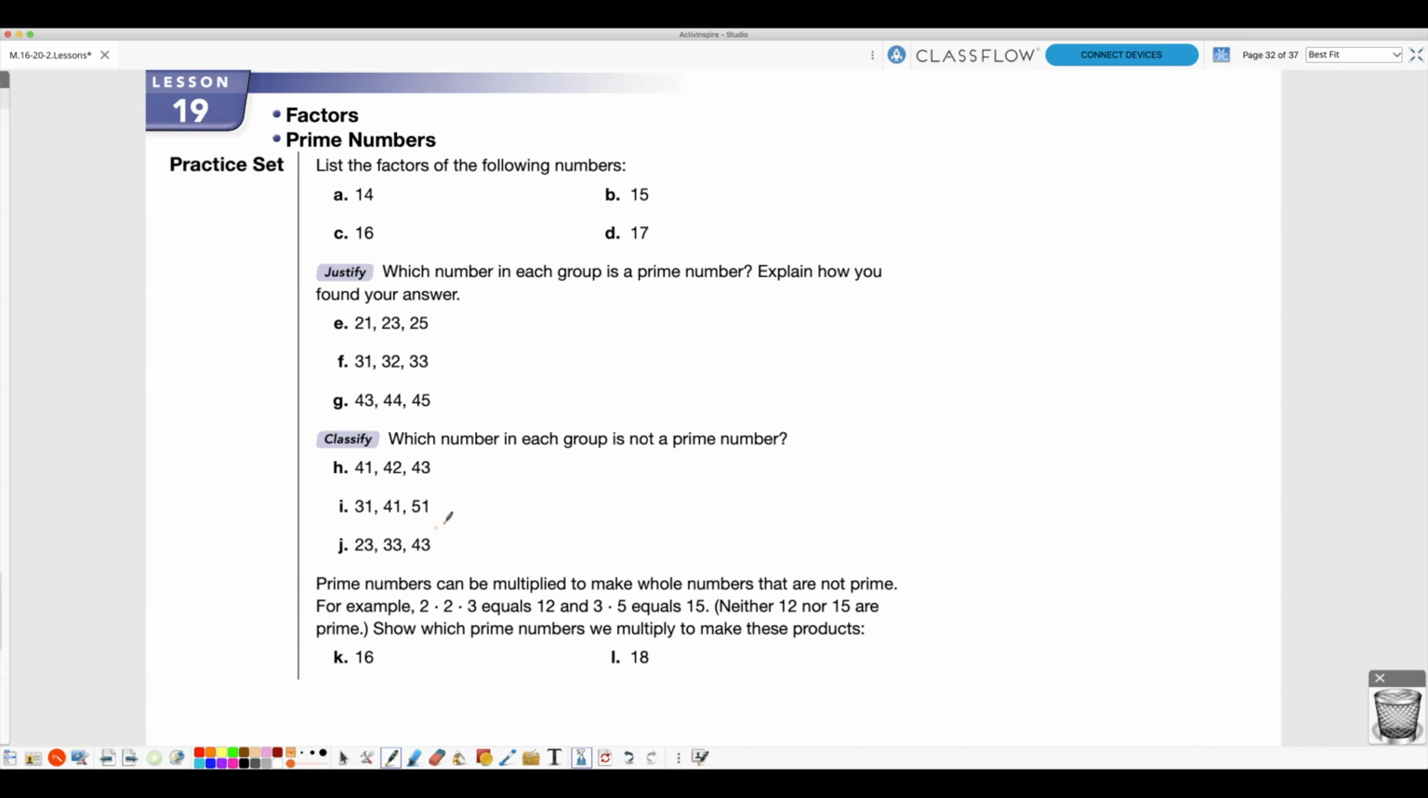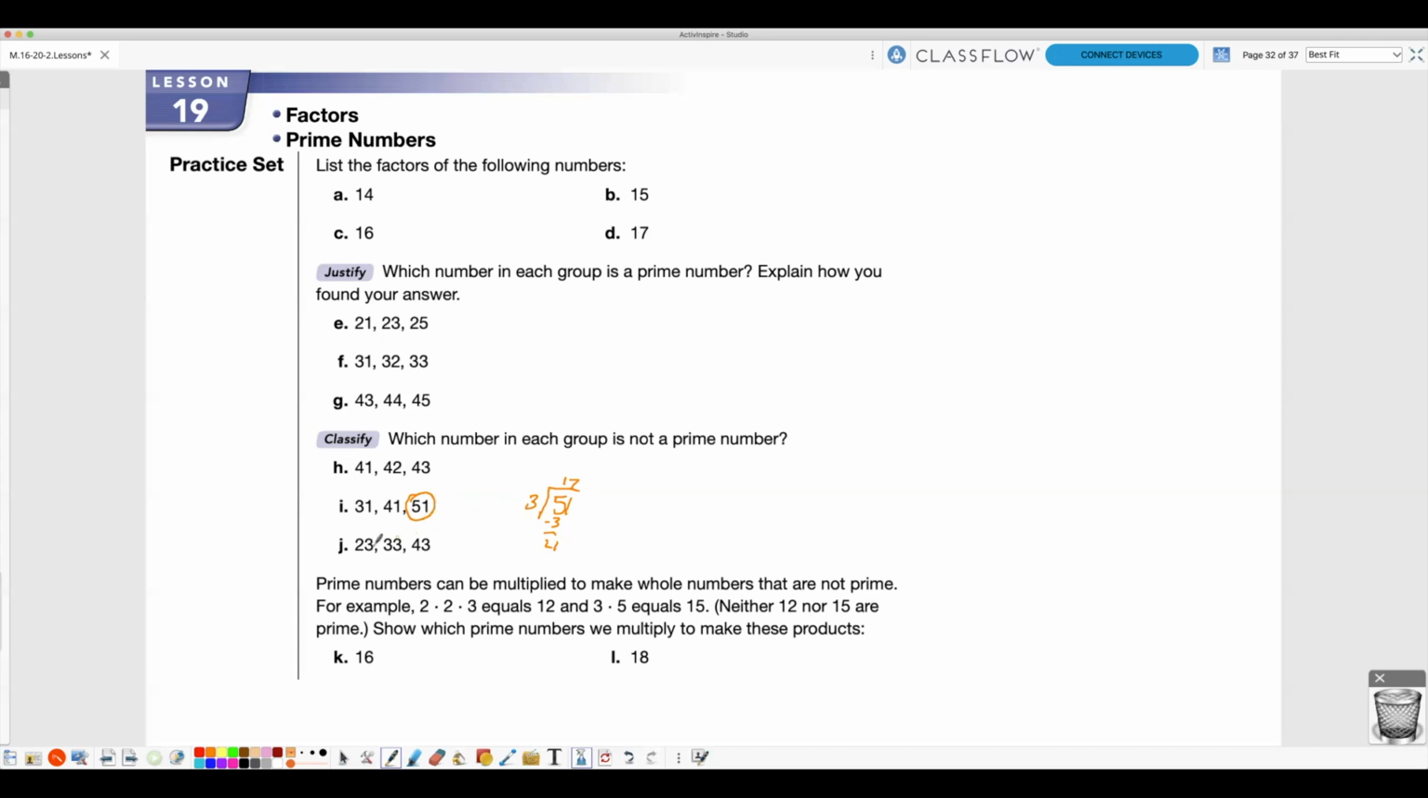Do letter I. Okay, doing letter I, you would see that 51 would be the answer because 51 is divisible by more than 1 and itself. It's also divisible by, let's try 3 here. That would go in there that many times. That would be 3. This would be 21. That'd be 17. So 3 times 17. That means 51 is not a prime number.